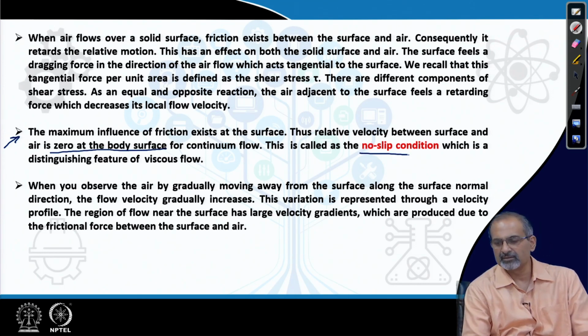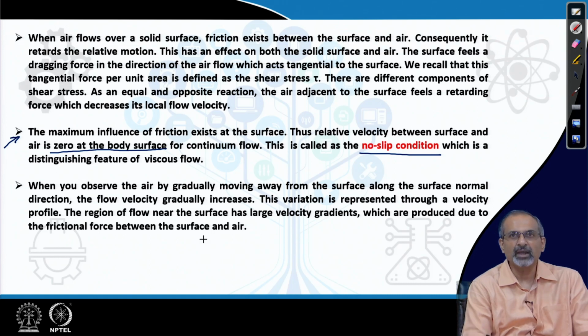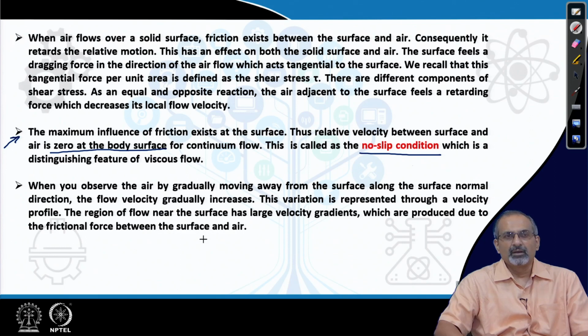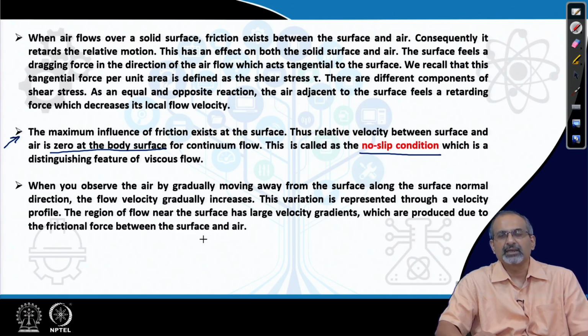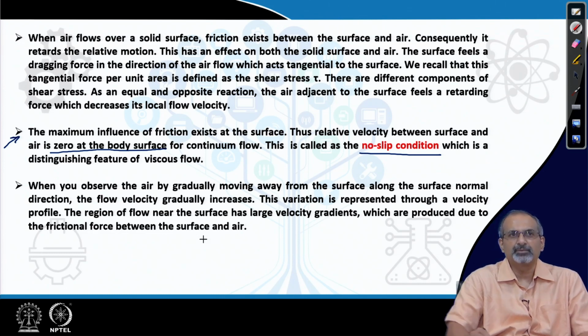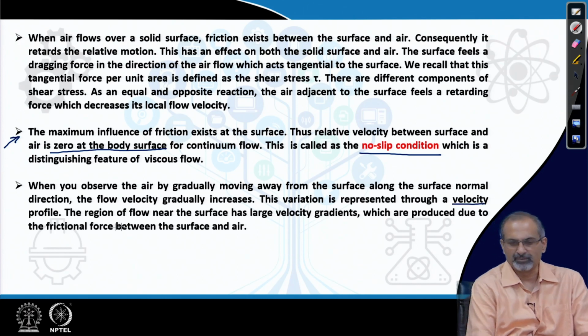This is called the no slip condition, and this is a distinguishing feature of viscous flows. Now, when you observe the air by gradually moving away from the surface along the surface normal direction, the flow velocity gradually increases. This variation is represented through a velocity profile.